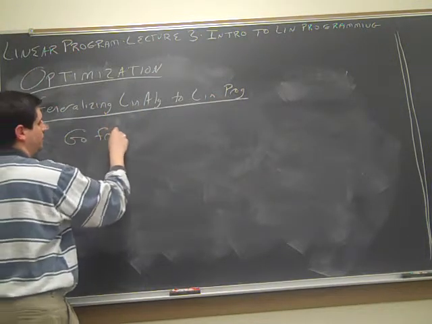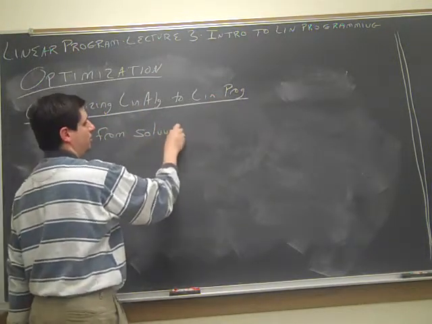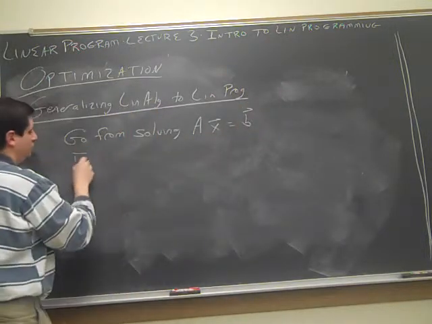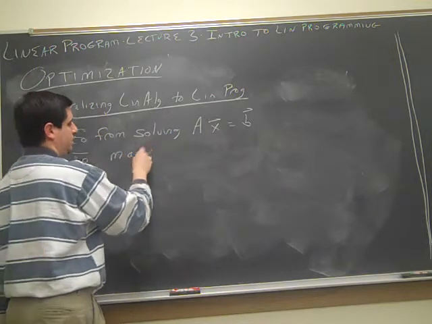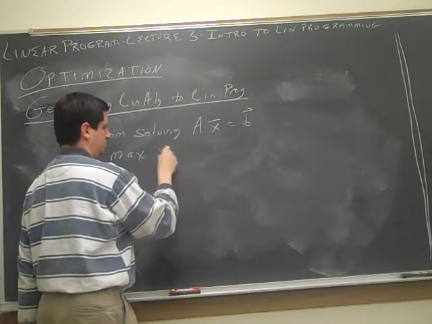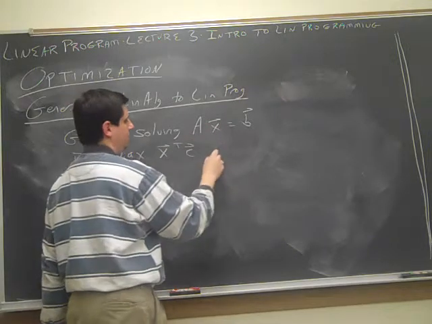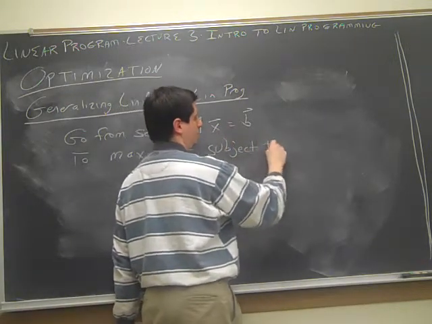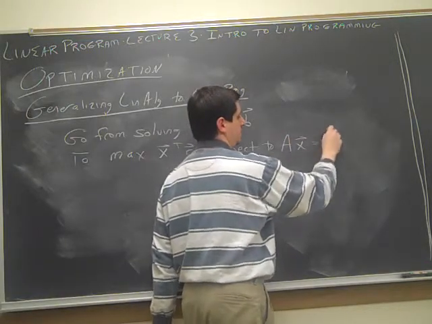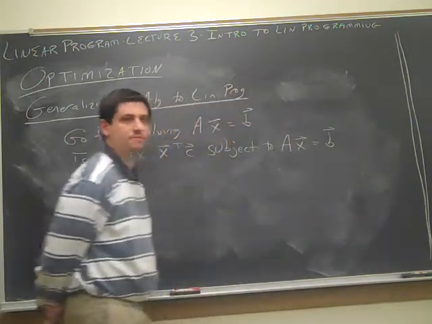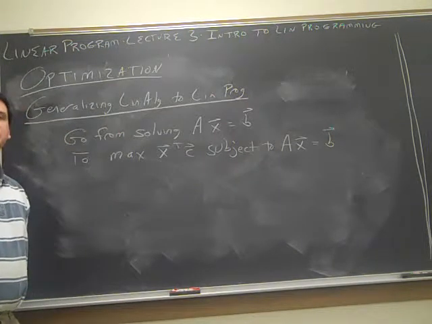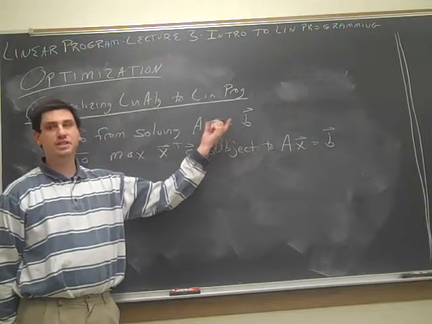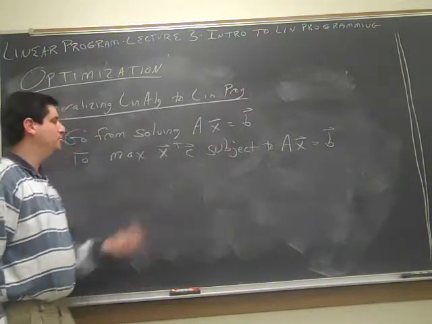We go from solving AX equals B to maximize X transpose C subject to AX equals B. This is another natural generalization of linear algebra. I'm keeping my equations linear, but now I'm putting in an objective function.